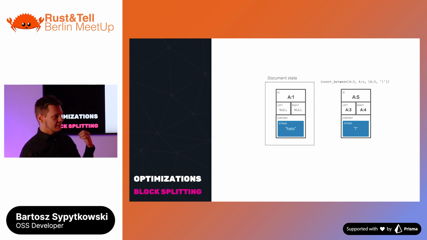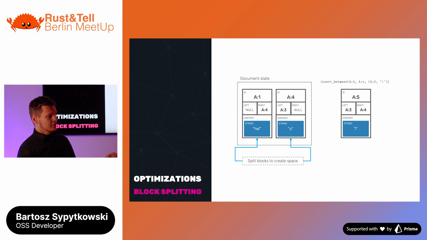So we have a hello world here. We want to fix the typo because the one L character is missing. We want to insert the next character. The thing is that this insertion has ID A5. We want to stick to the rules. How do we insert A5 within a block that covers the space from A1 to A4? Well, we need to split that block.